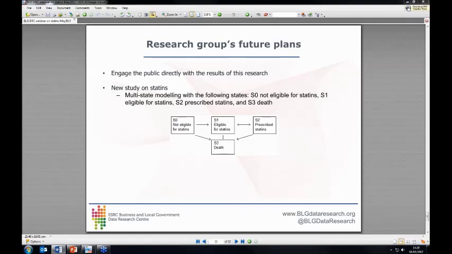Patients could move consecutively through the states. Patients could also move from any state to the final state. And patients could move back and forth between state 1 and state 2. This model allows for changes in statins prescription over time and might more accurately reflect the effect of statins on survival.